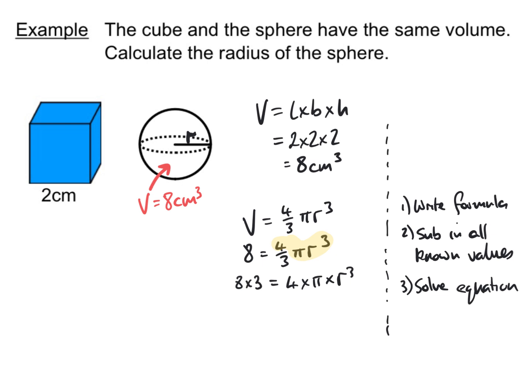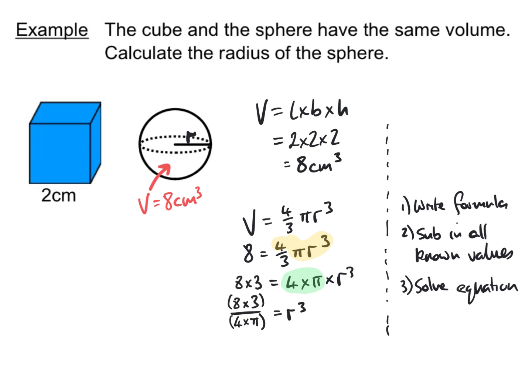The next step is to try and isolate this r cubed. Now at the moment the r cubed there is being multiplied by this 4 times pi. So we're going to divide both sides by 4 times pi, which is going to give us 8 times 3 divided by 4 times pi, and that's going to give us r cubed. So before we go any further with this, what I probably want to do is just calculate what I've got so far. I don't want to do too many steps and build up too much at this side.